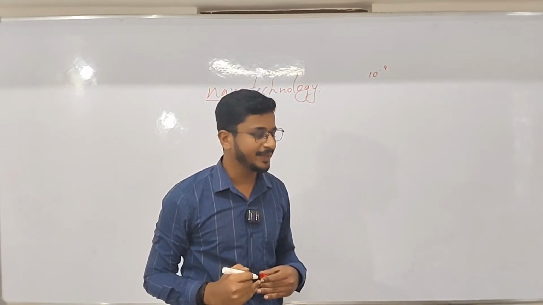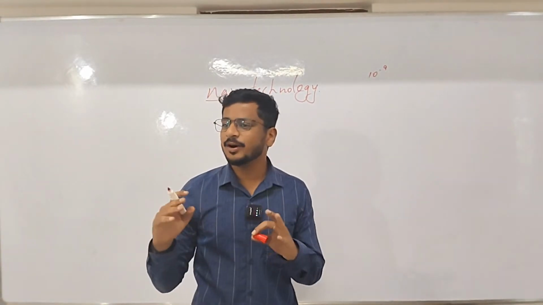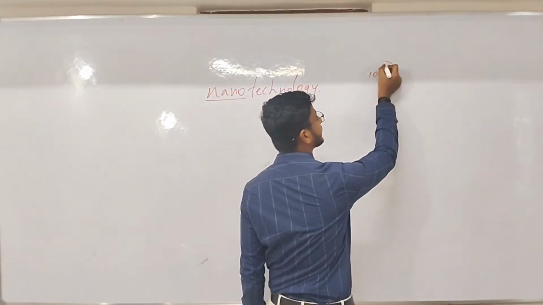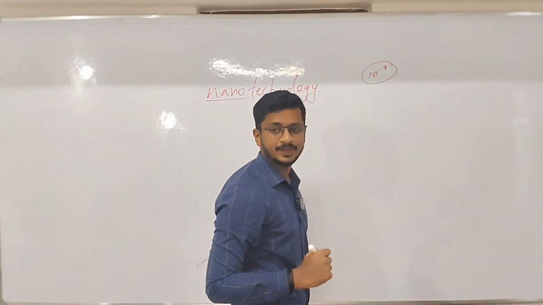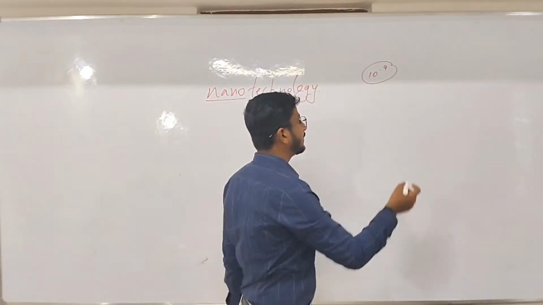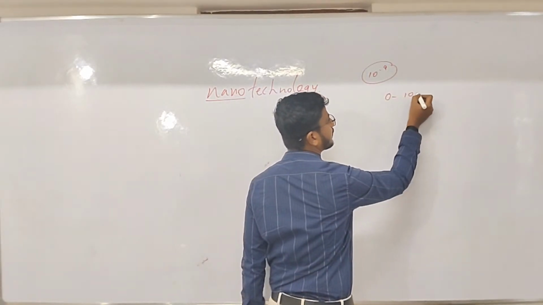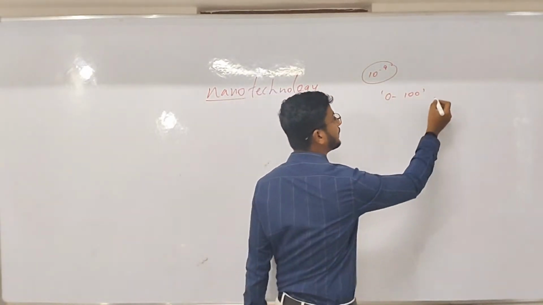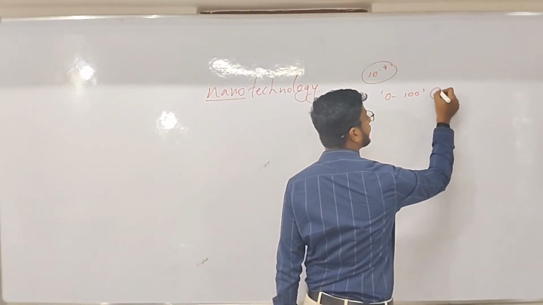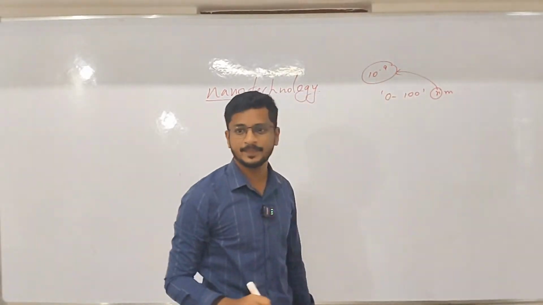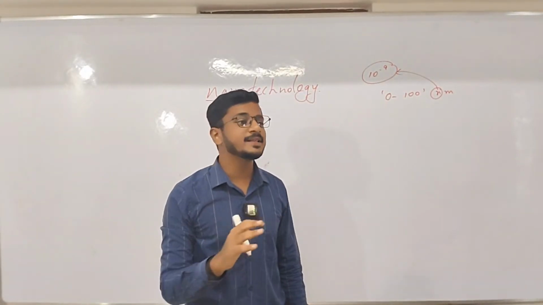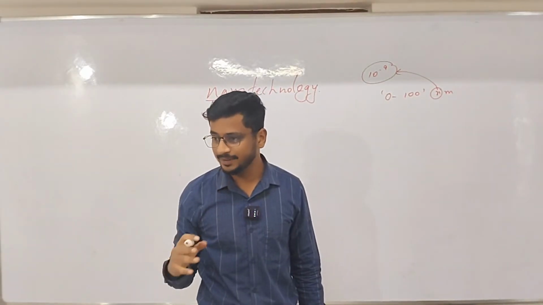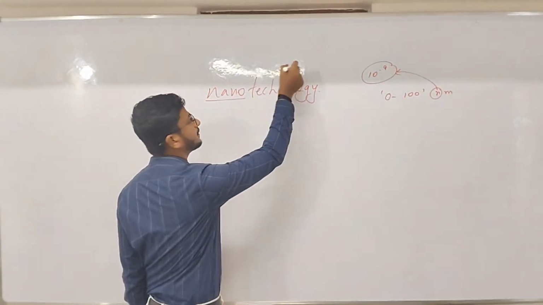nanoparticles. Okay. So any object or any particle, if it is in this size, in terms of 10 power minus 9, 0 to 100, it should be in this range only. 0 to 100 nanometers. Nano refers to 10 power minus 9. Okay. If it is in that scale, then we call it nanoparticles or nanomaterials. Then what is technology?